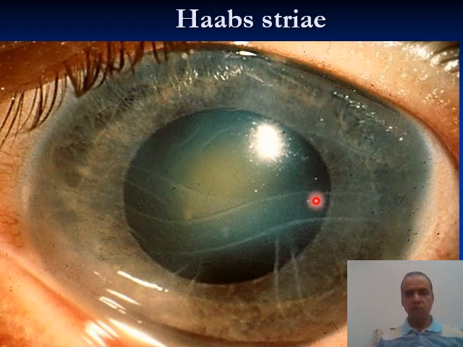Due to enlargement of the cornea, there is rupture in the Descemet membrane. So you can see these lines at the level of Descemet membrane due to huge enlargement of the corneal tissue. These lines are called Haab striae, which is a sign of congenital glaucoma.